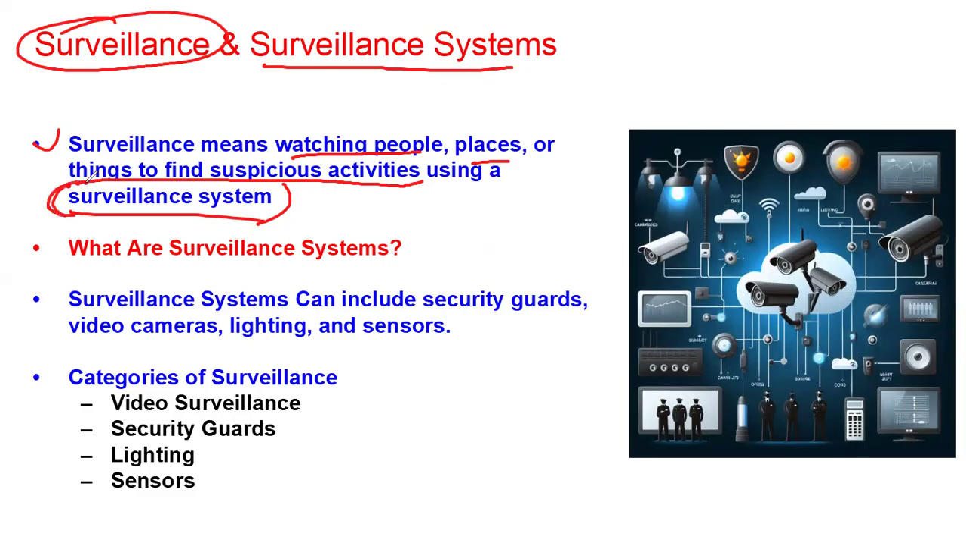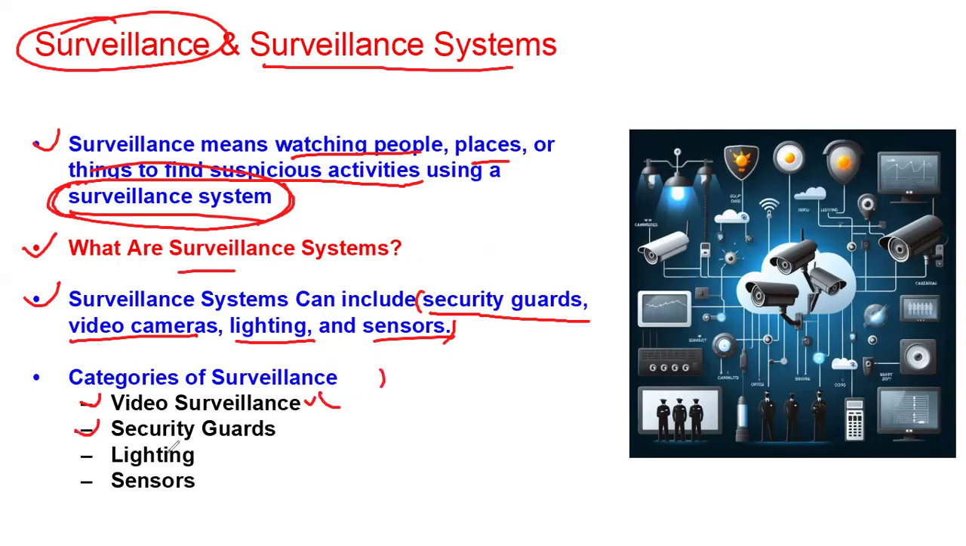Now, what is a surveillance system? A surveillance system can include security guards, video cameras, lighting, and sensors. These are the parts of a surveillance system. The categories of surveillance are video surveillance, done using cameras, security guards, lighting, and sensors. We'll discuss these different categories one by one.